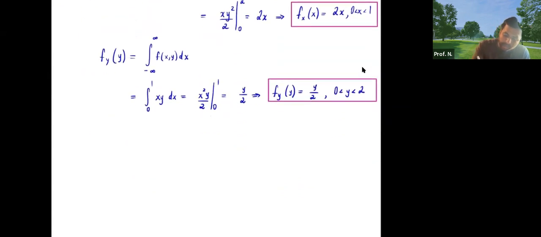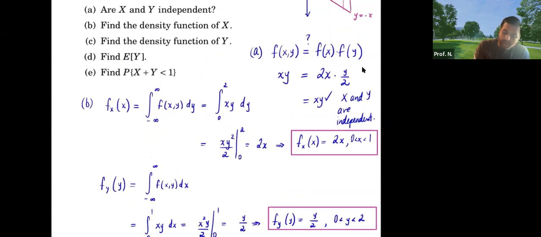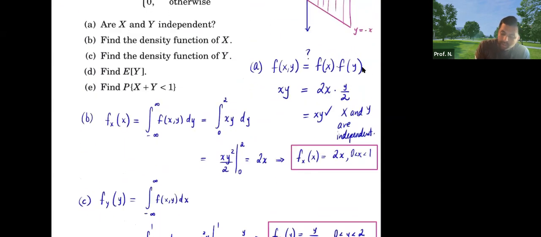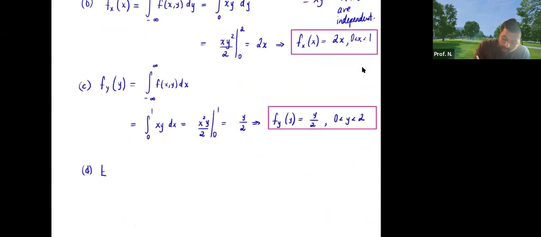Okay, so now part C. Part C asks, no, we already did part C. Pardon me, this is part C. Part D asks, find the expected value of y. So how would we do this? How do we compute the expected value of y?